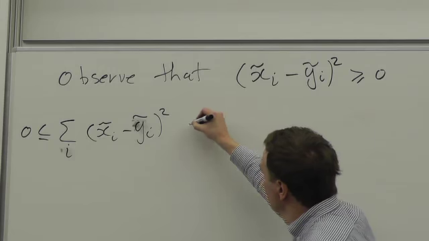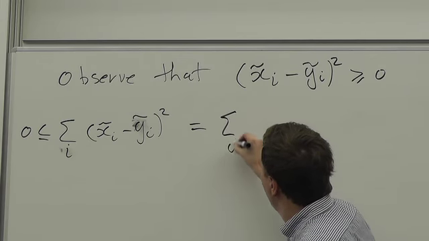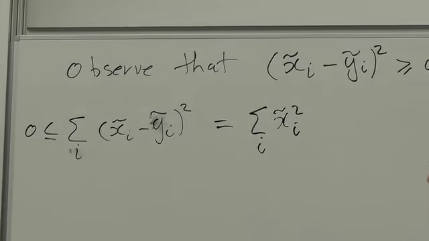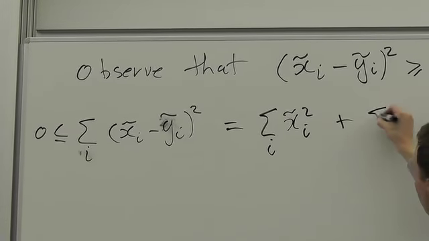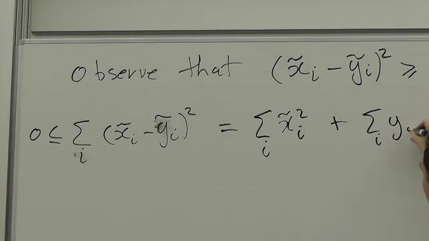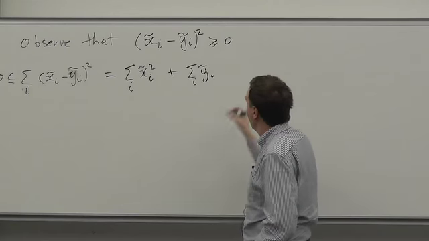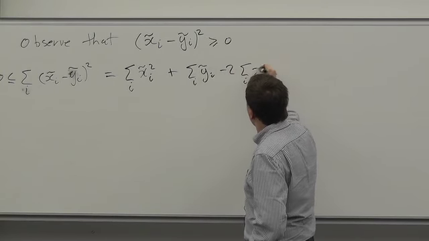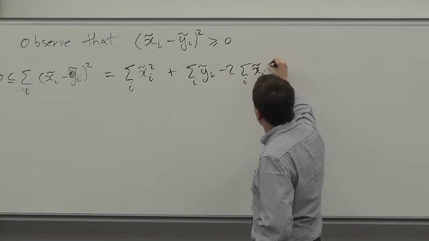So we take the square term and we expand it with a sum over i. We have a sum of the squares of standardized values of x. The next term we get is a sum over i of the squares of the standardized values of y. And then we get minus twice the sum over i of the standardized value of x multiplied by the standardized value of y.